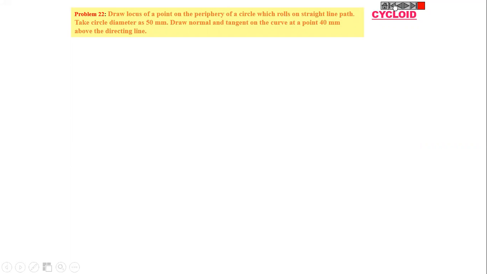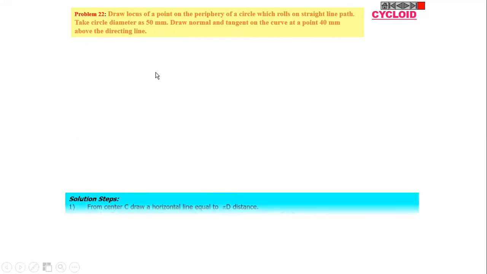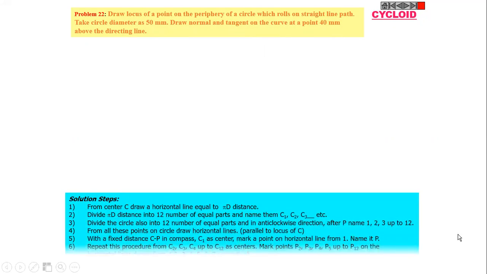So we'll read the problem, that is, draw a locus of a point on the periphery of a circle which rolls on a straight line path. Means we have to draw cycloid. Take circle diameter as 50 mm. Draw normal and tangent on the curve at a point 40 mm above the directing line. So first of all, these are the steps.